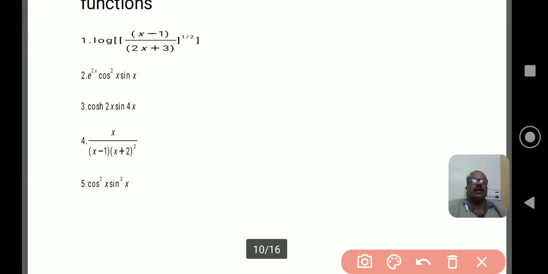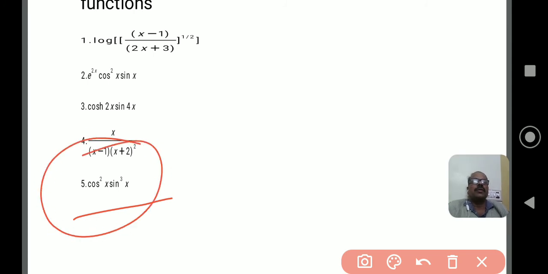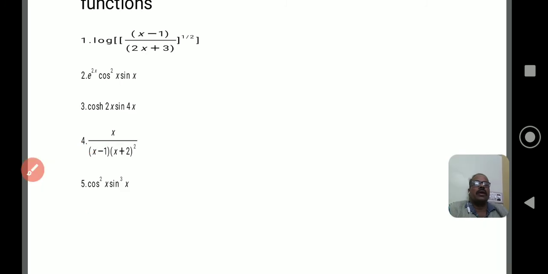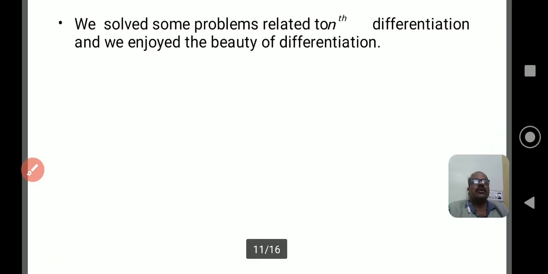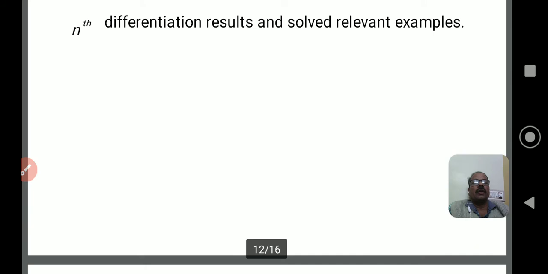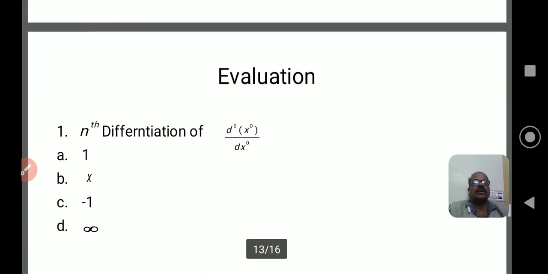Okay, next is cos square x into sin cube x. I think in the second session we discussed this problem with different powers here. The same thing you should do by using this property. Okay, next, I just want to recap. Are you following or not? Okay, next, the first question in the evaluation section.